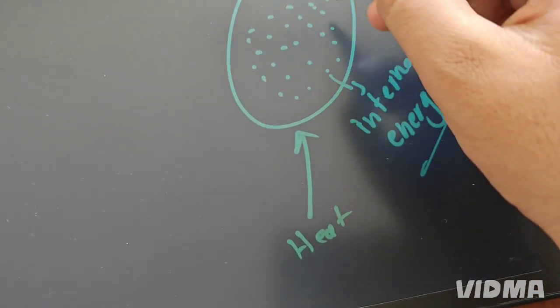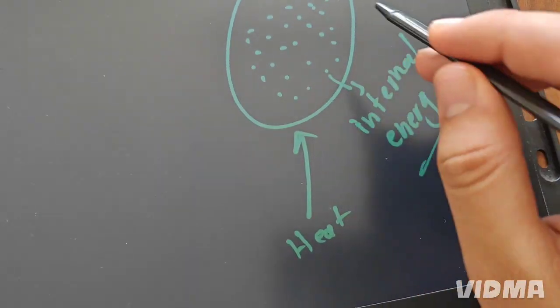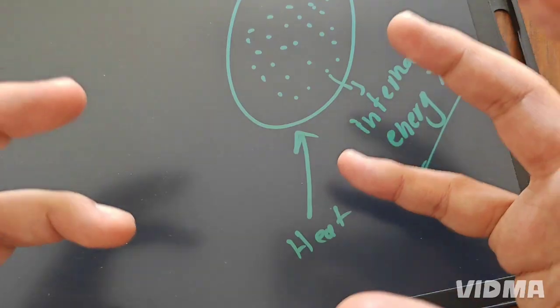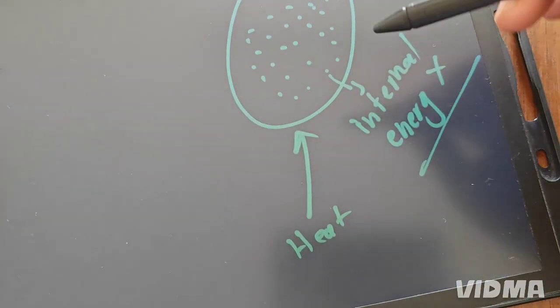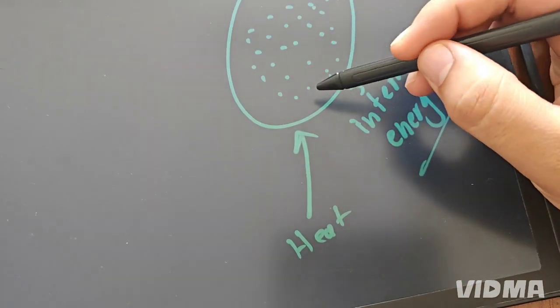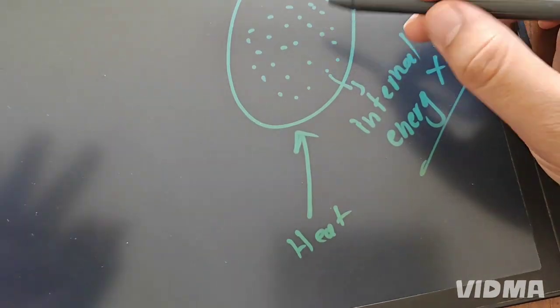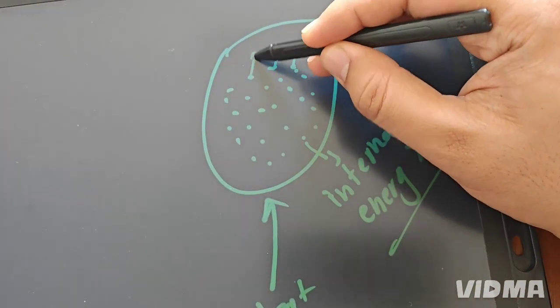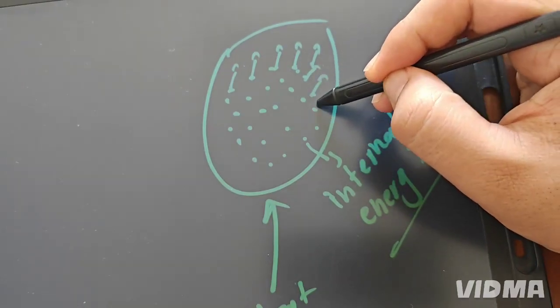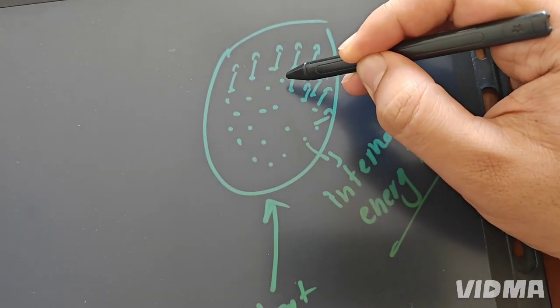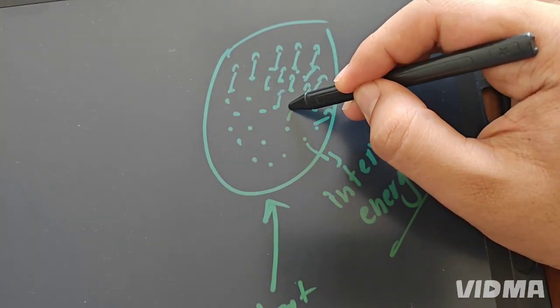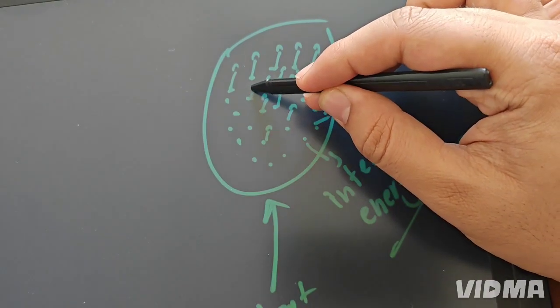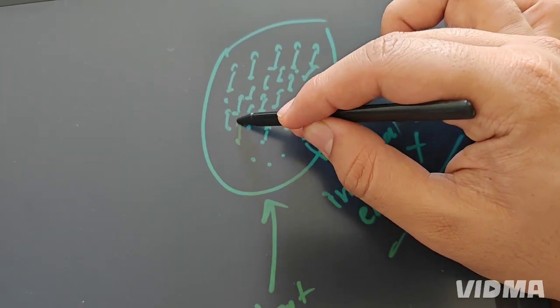Each of the particles inside this object is receiving energy. So the temperature of each one of them is going to increase. When the temperature of each one increases, it means the kinetic energy of each particle is going to increase, and they are moving very, very quickly. The kinetic energy of all of the particles increases.